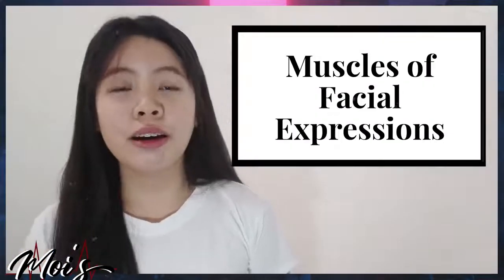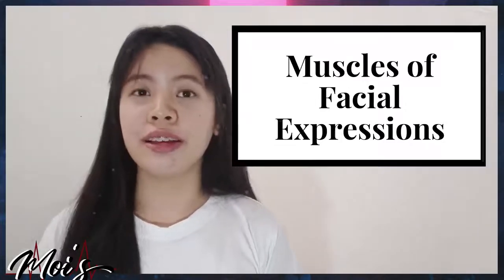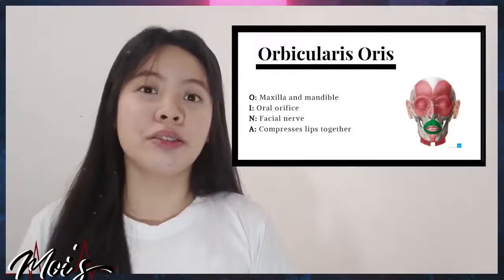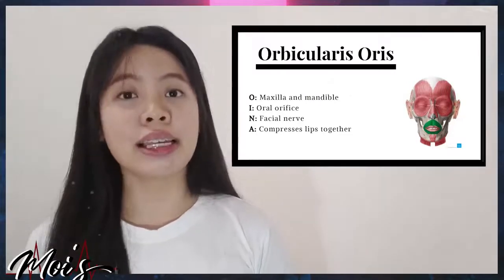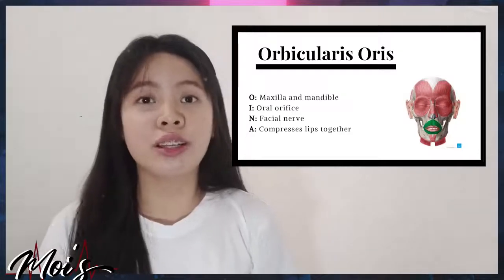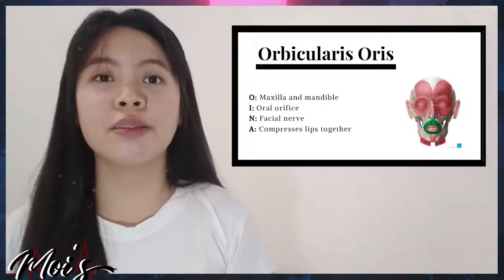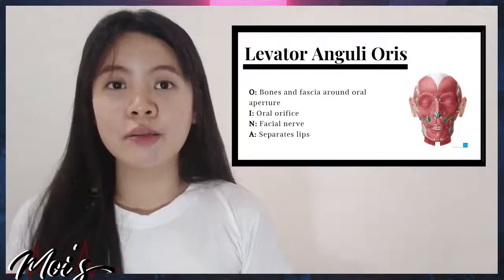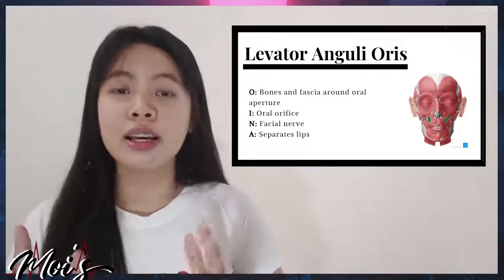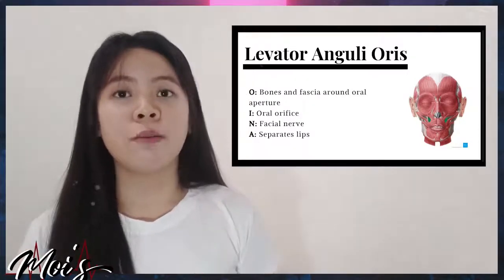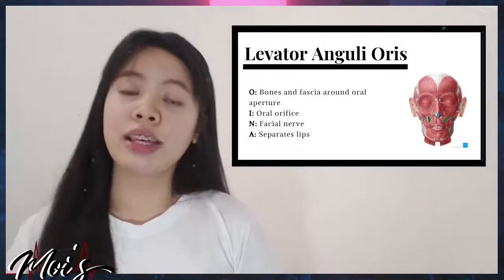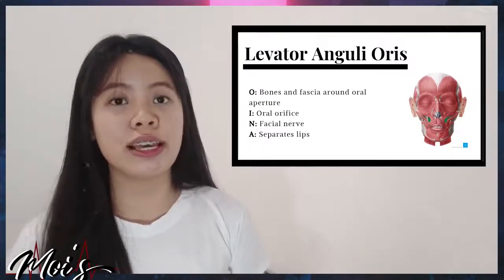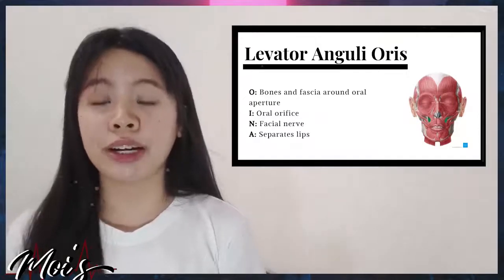Now let us talk about the muscles of our facial expression. So first, we have our orbicularis oris. This muscle originates from our mandible and maxilla, and it inserts into our oral orifice. This muscle functions in compressing our lips. Next, we have our levator anguli oris. This muscle originates from our oral orifice and it also inserts into our oral orifice. This muscle functions in separating our lips, just like when we are talking.